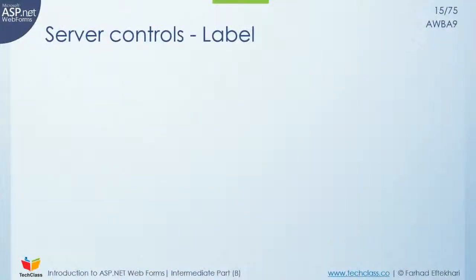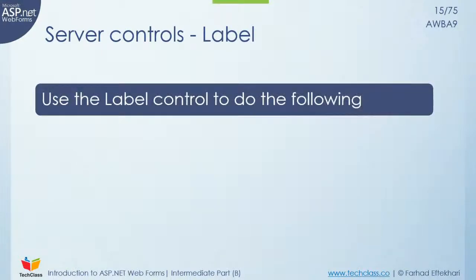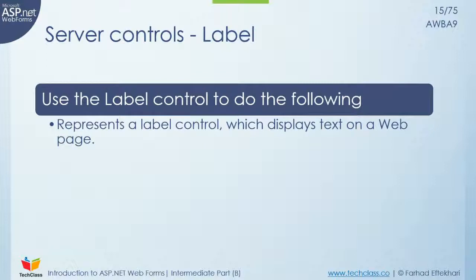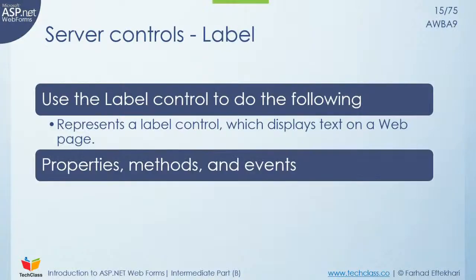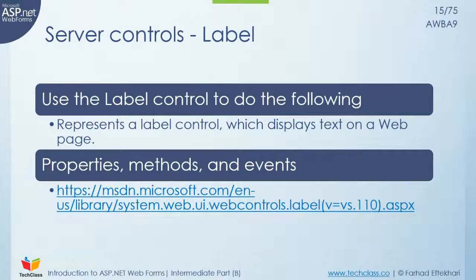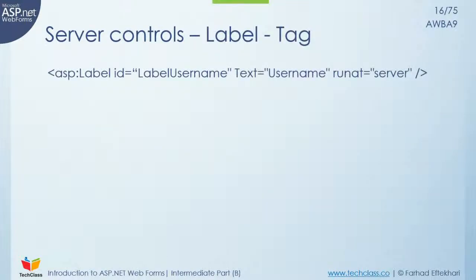The first server control that we're going to work with is the label control. We use the label control in order to represent some text or values inside of our web page. On this link, you can get familiar with all of the properties, methods, and events of this server control. And this is the tag to create a label. You can just copy paste this tag, or you can just drag and drop a label from the toolbox.